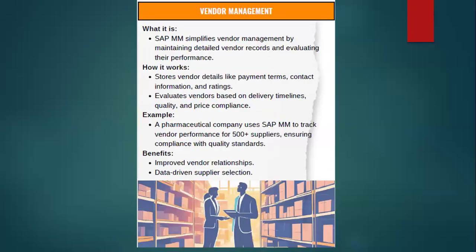Coming to vendor management, SAP MM simplifies vendor management by maintaining detailed vendor records and evaluating their performance. It means we have all the records of the vendors in one place. How it works? It stores vendor details like payment terms, contact information, and the rating of the vendor. Whenever you place an order on Amazon or Flipkart, you will see the rating of the supplier or the product, right? How is the product before making an order.